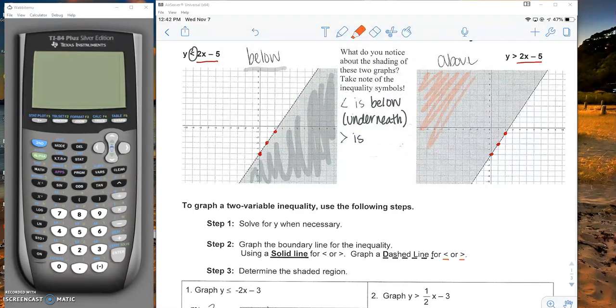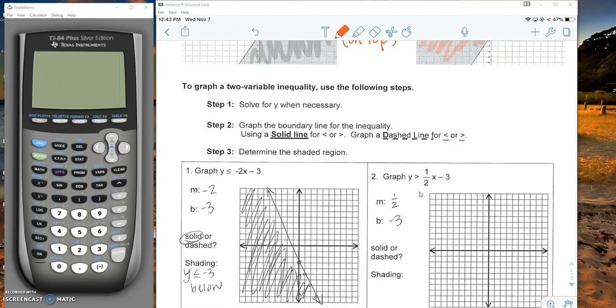Whereas the other line, it goes above the line. So we have the line and the shading is above or on top of it, and a greater than sign. So we have two different inequality symbols and two different types of shading for the exact same line. So when we are graphing two variable inequalities, determining the shaded region is based off of your inequality symbol and the direction that it points.